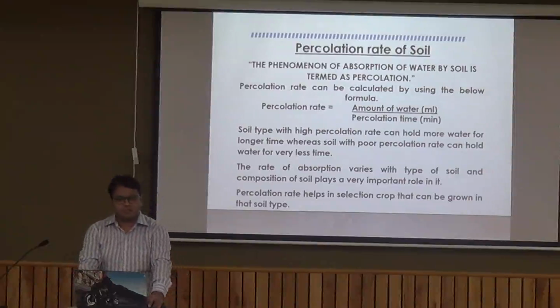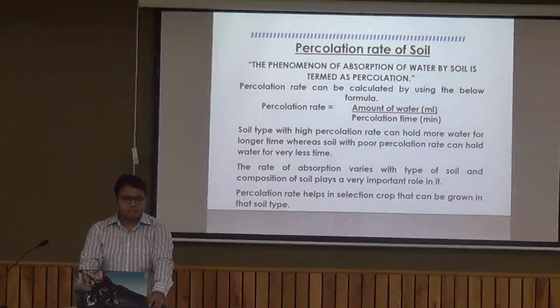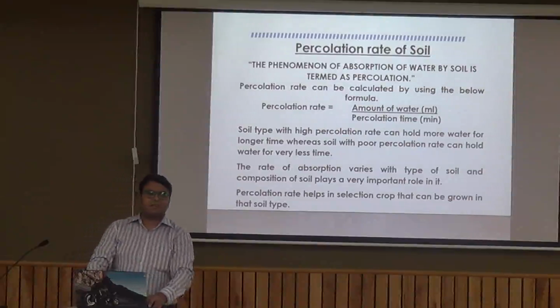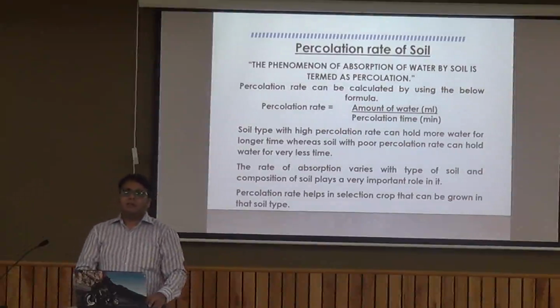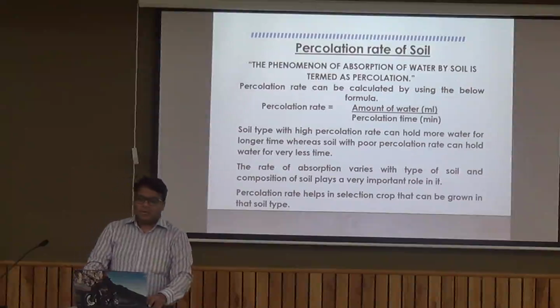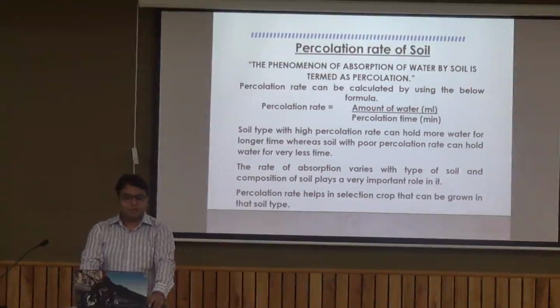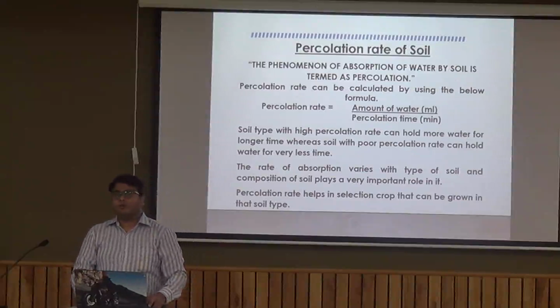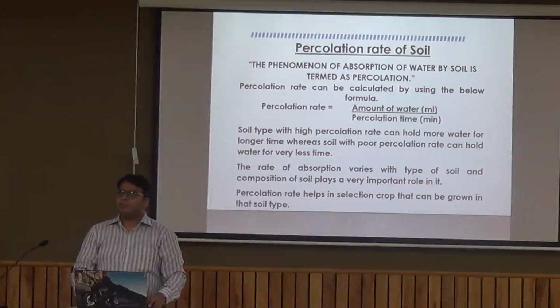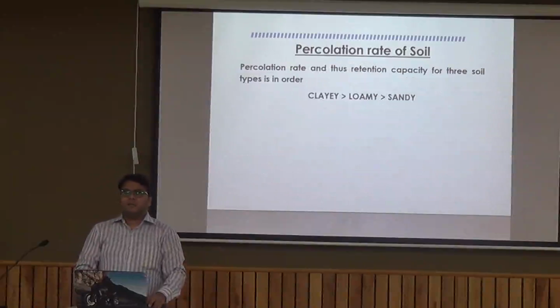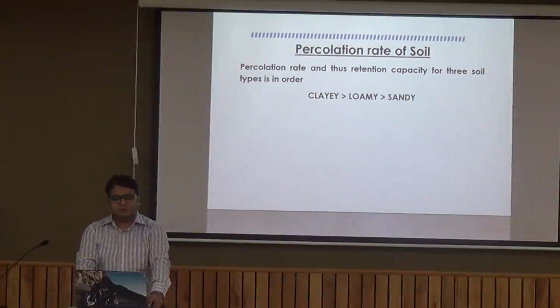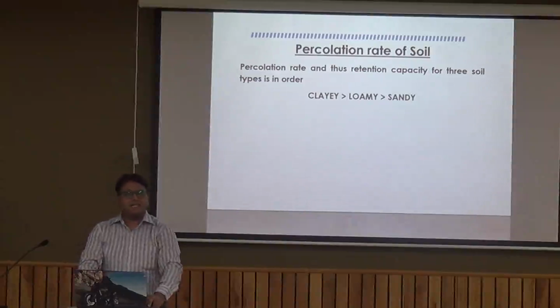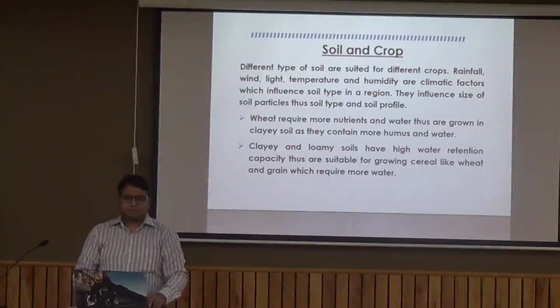Now percolation rate of soil. The phenomenon of absorption of water by soil is termed percolation. It can be obtained by using the formula: amount of water in ml divided by percolation time. Now the soil with high percolation rate can retain more water and has more retention capacity. As you know about the three types of soil, clayey, loamy and sandy, we can say that the percolation rate of clayey is maximum, followed by loamy, and sandy has the least percolation rate.